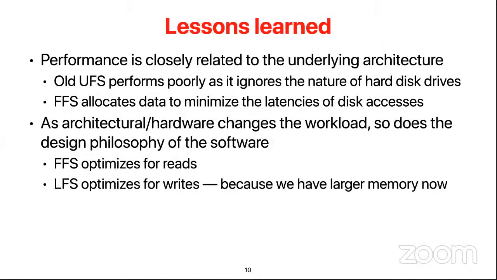As a summary of the lessons we learned, performance is closely related to the underlying architecture. The old UFS performs pretty poorly on hard disk drives because it ignores the nature of the hard disk drive. The fast file system tries to allocate data considering locality of disk access to minimize latencies. However, workload changes and hardware changes also affect the design philosophy of your software. For example, the fast file system is mainly optimized for reads as well as large file accesses, and the log structured file system is optimized for writes and small data accesses. So they are pretty different.